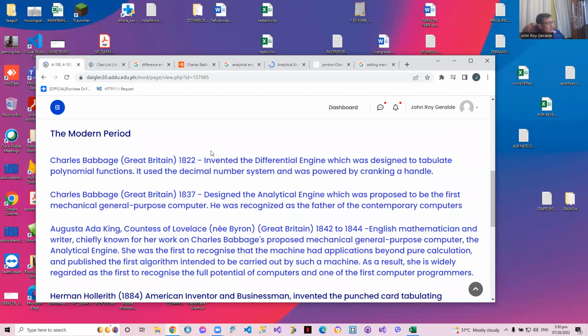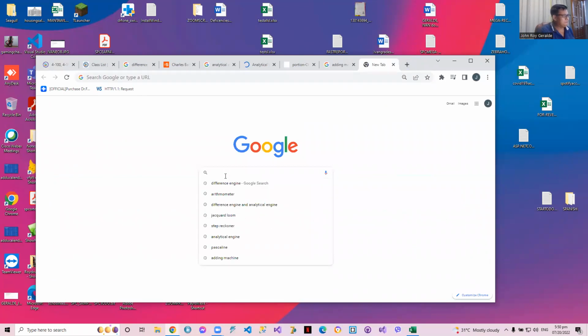The person who recognized it was the Countess of Lovelace. Lovelace is a certain area in Great Britain. Augusta Ada King, Countess of Lovelace. These are royal blood. And she produced programs to run on the machine. Let's take a look.